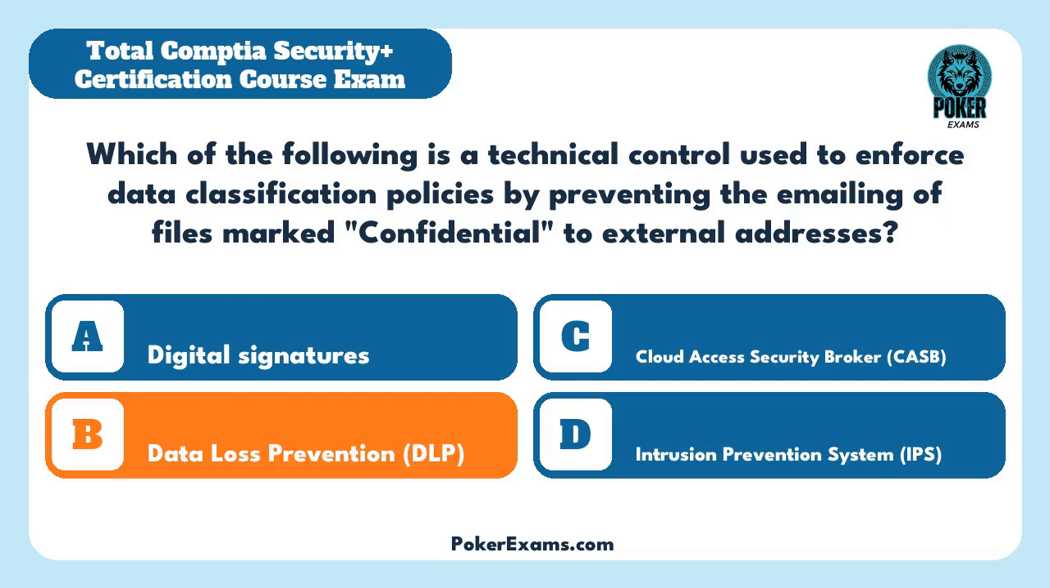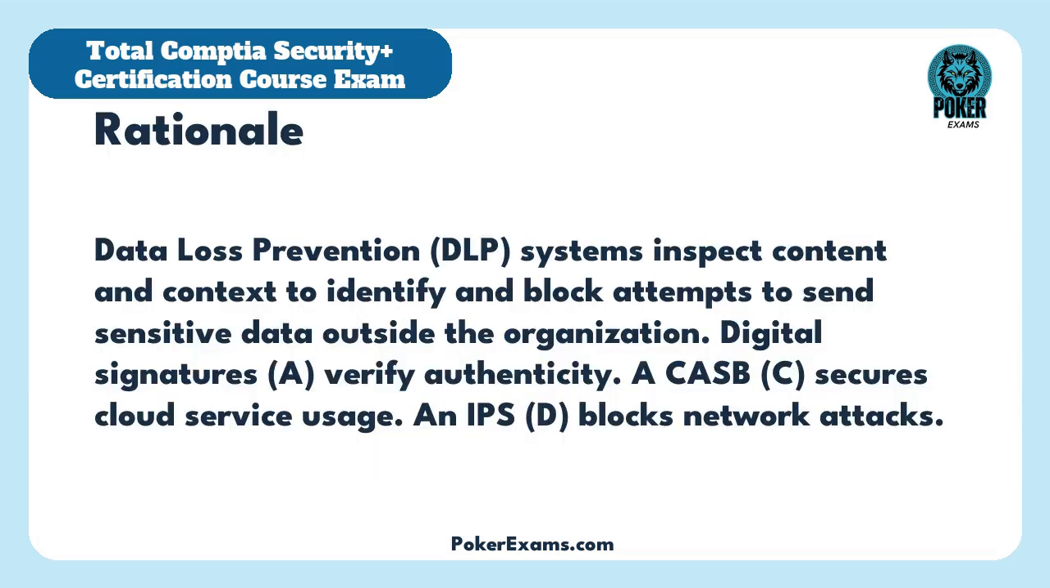Correct answer is B. Rationale. Data loss prevention, DLP, systems inspect content and context to identify and block attempts to send sensitive data outside the organization. Digital signatures, A, verify authenticity. A CASB, C, secures cloud service usage. An IPS, D, blocks network attacks.